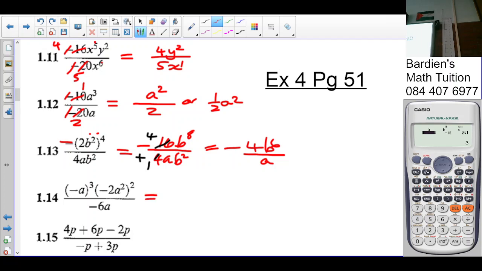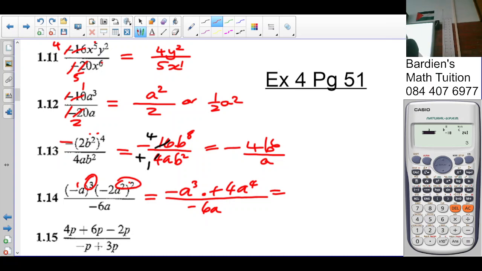Okay, so what needs to be done first? That exponent 3, not so? So negative to an odd exponent will always be negative. There's a 1 on that a, so that will be a, 1 times 3 is 3. Times negative squared, a negative to an even exponent, will always be positive. So 2 squared is 4. A squared raised to the power 2 is a to the 4, over negative 6a.